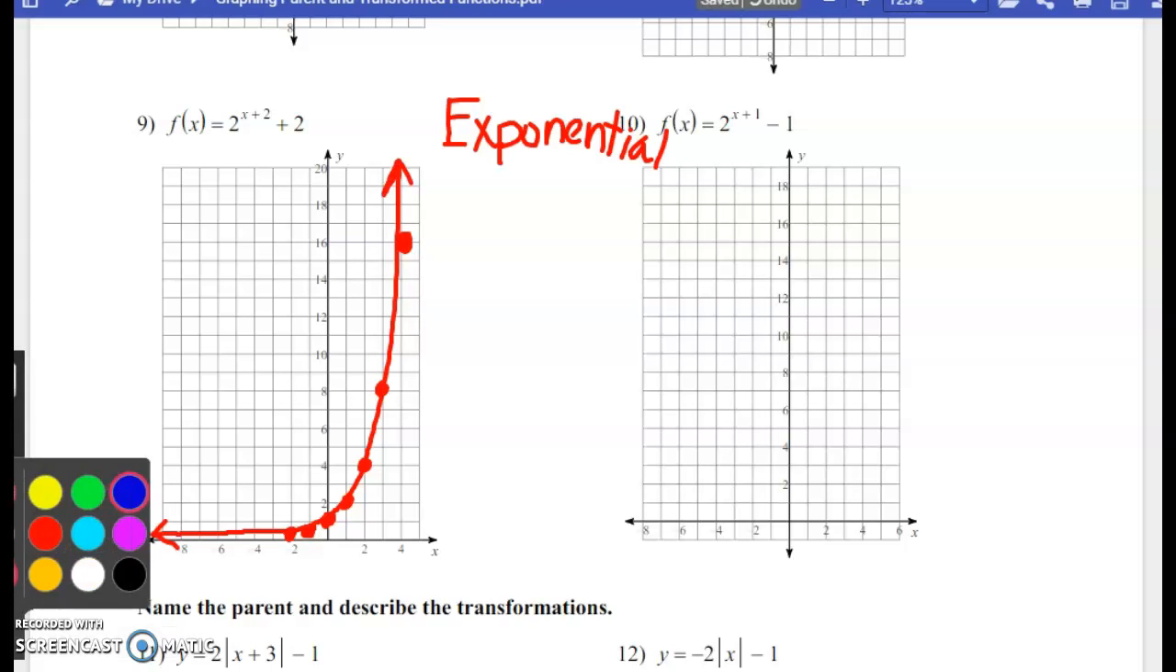That means everything else is a transformation. So here I see a +2. And again, if you go back to your transformation notes, so that cheat sheet I gave you, that's h, because it's with x. So that means that's a horizontal translation, left 2.